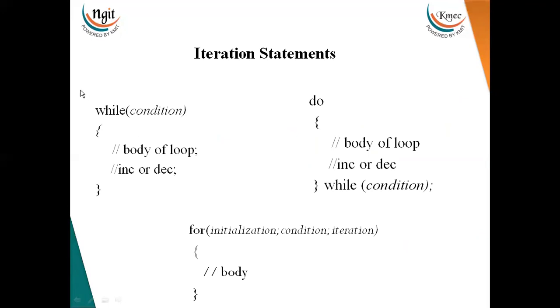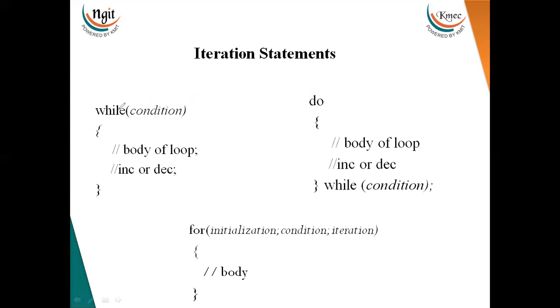Now, repetitive statements or iteration statements. Here we have three iteration statements, that is while, do while, and for. In while, what will we do? All these three are used to execute a block of statements repeatedly until the given condition becomes false.